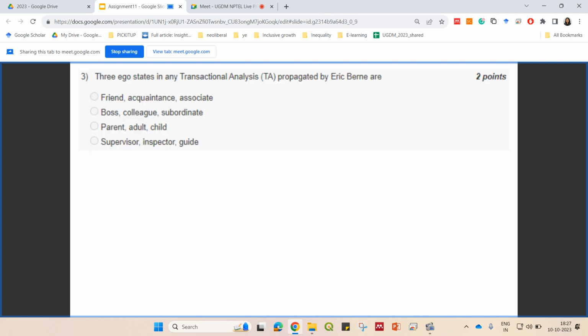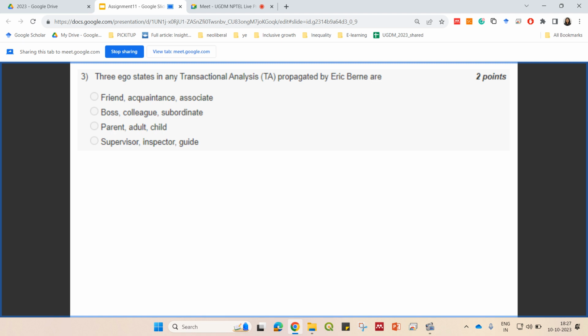Okay, on to the next question. The next question is about the three ego states in transactional analysis propagated by Eric Berne. And we have several options of ego states: friend, acquaintance, associate, boss, colleague, subordinate, parent, adult, child, supervisor, inspector, right? So several options are there.